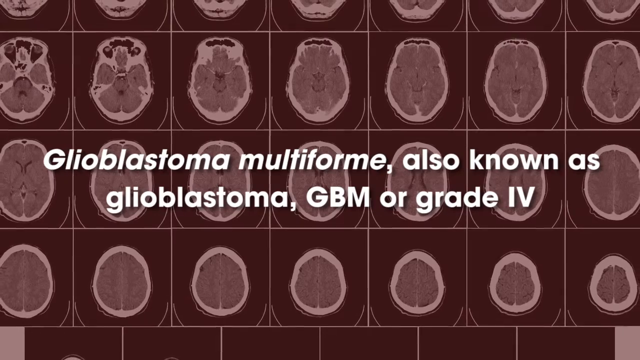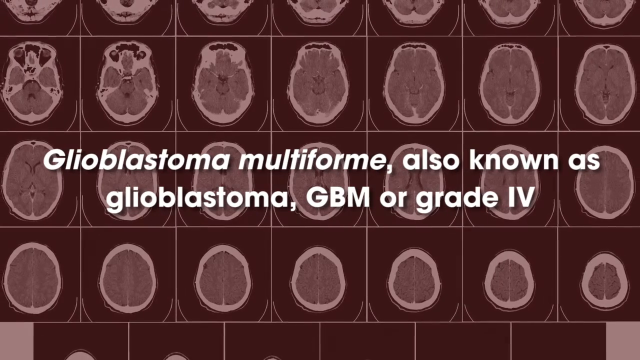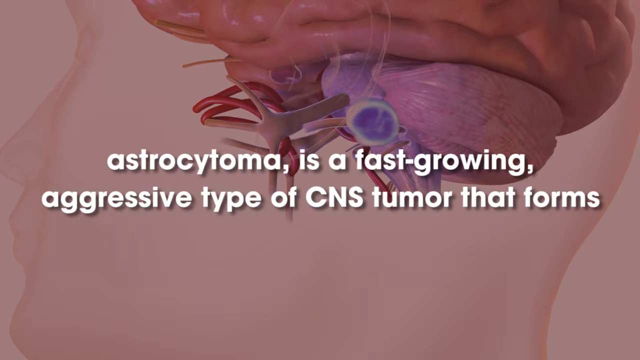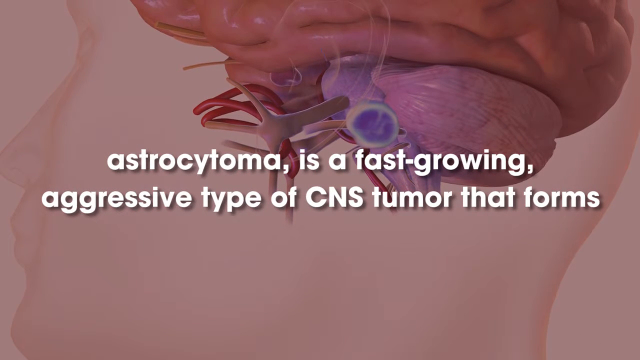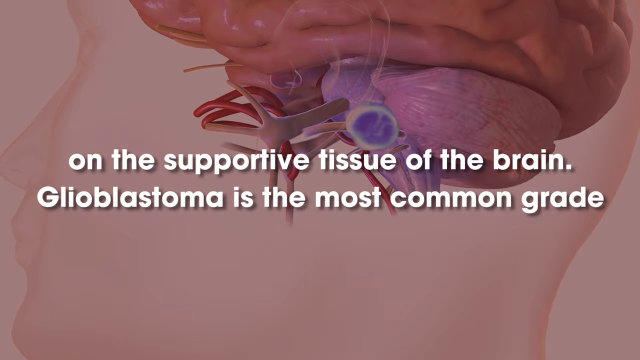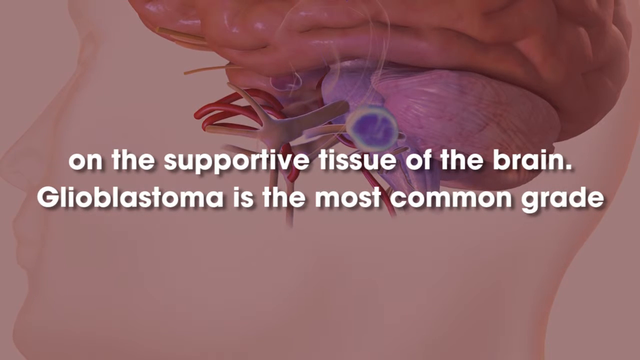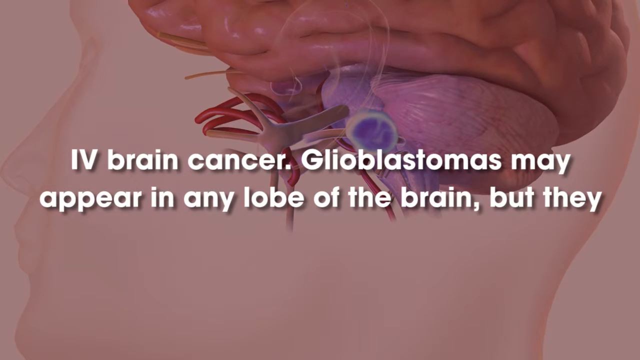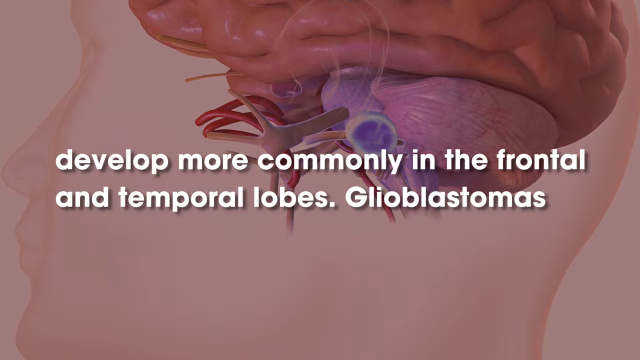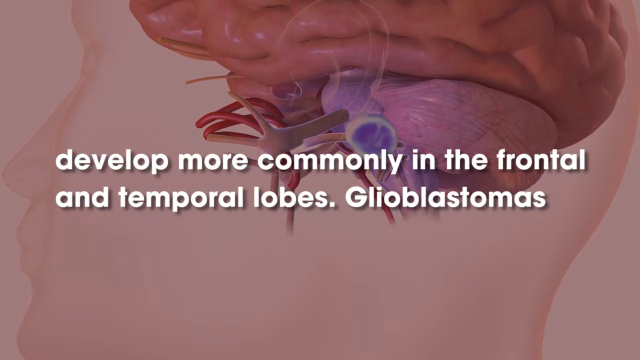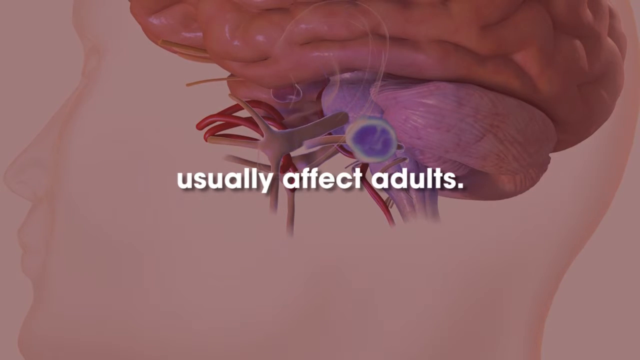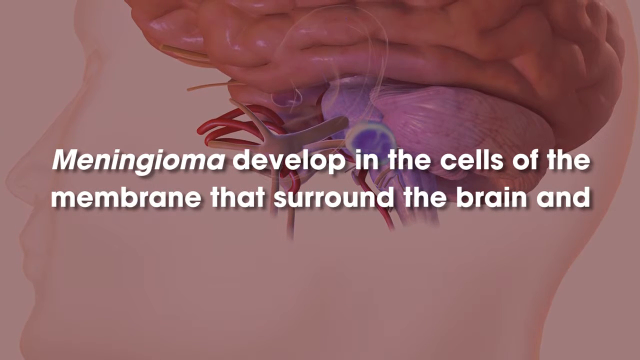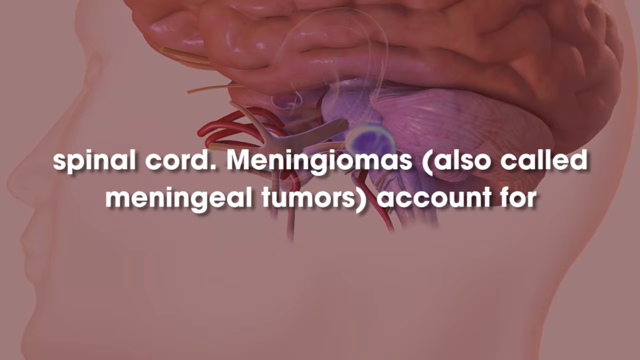Glioblastoma multiforme, also known as glioblastoma, GBM or grade 4 astrocytoma, is a fast-growing, aggressive type of CNS tumor that forms on the supportive tissue of the brain. Glioblastoma is the most common grade 4 brain cancer. Glioblastomas may appear in any lobe of the brain, but they develop more commonly in the frontal and temporal lobes. Glioblastomas usually affect adults.